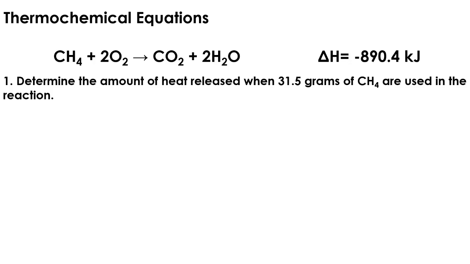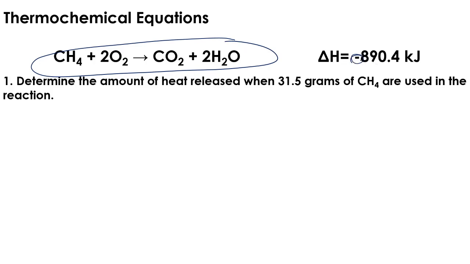Okay, so this one is from the book. So we have CH4 plus 2O2 producing CO2 plus 2H2O. In this reaction, delta H is negative 890.4 kilojoules. So here delta H is negative, meaning energy is released by the reaction. And again, the energy is 890.4 kilojoules, and this energy is released in the form of heat.